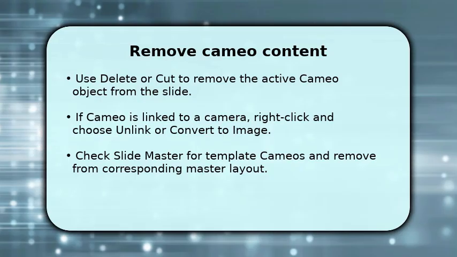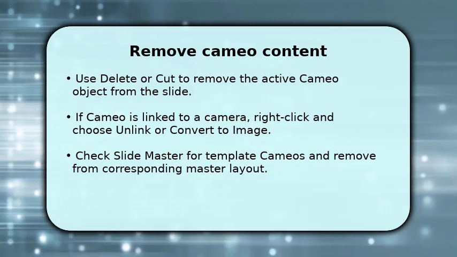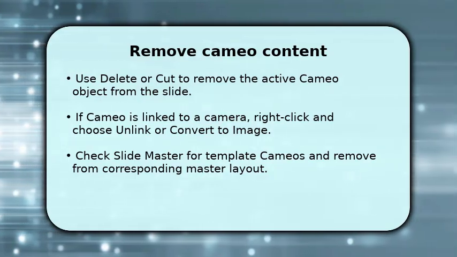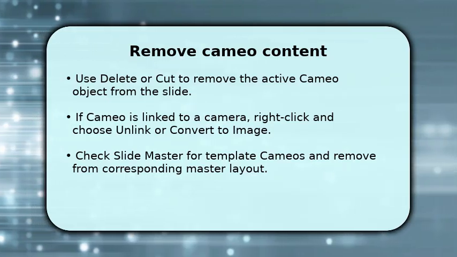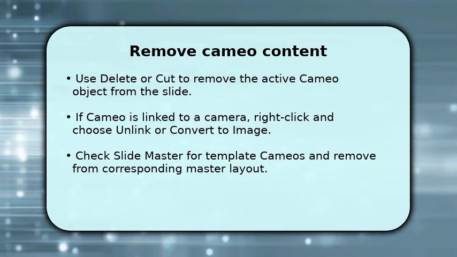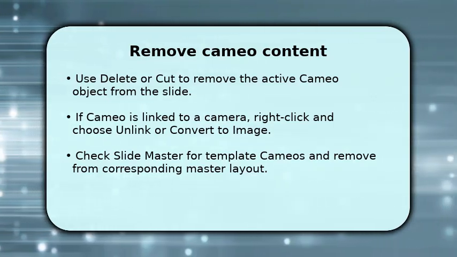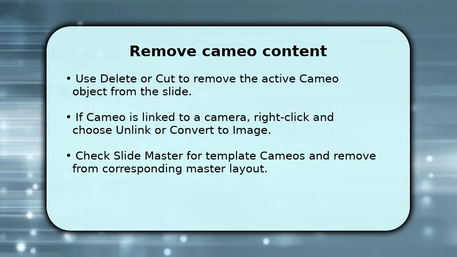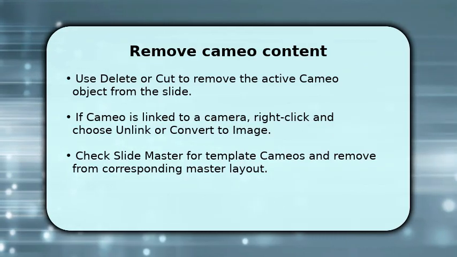Now remove the content. With the Cameo selected, press Delete or Cut to remove the element from the slide. If the object is a linked camera or dynamic element, right-click and choose Unlink or Convert to Image to break the live connection. This preserves layout but removes the Cameo functionality.